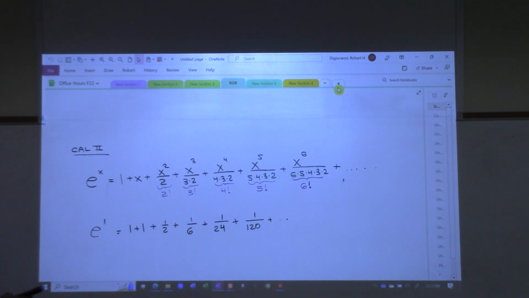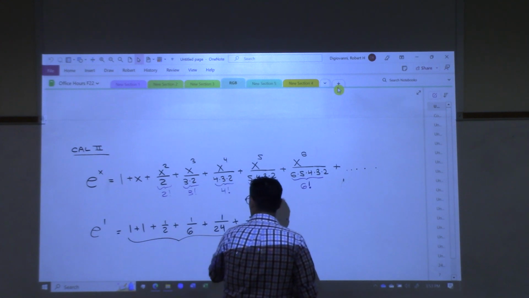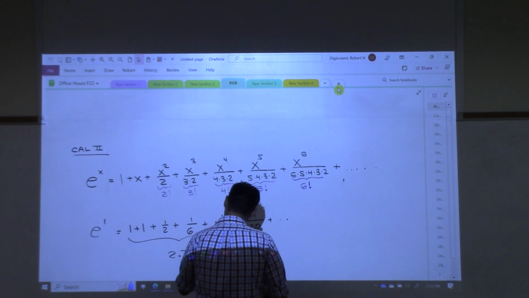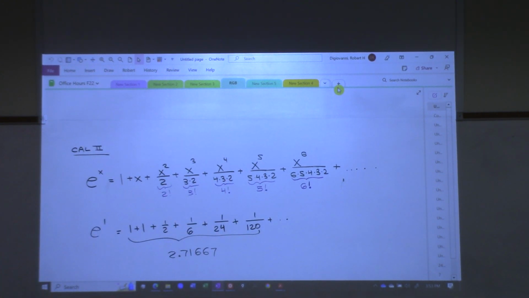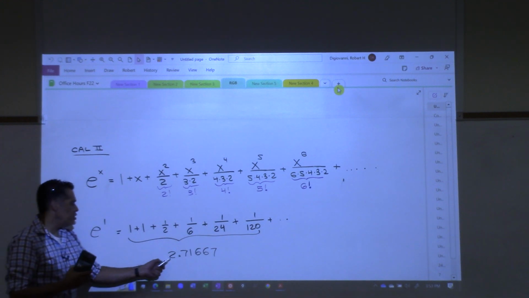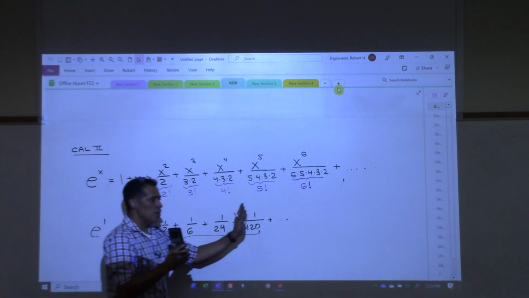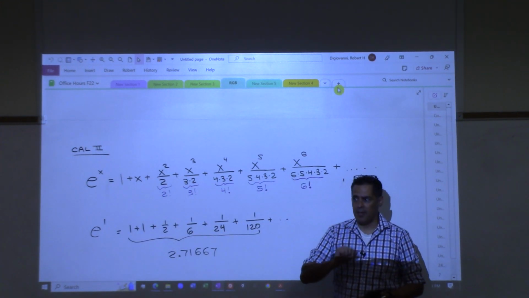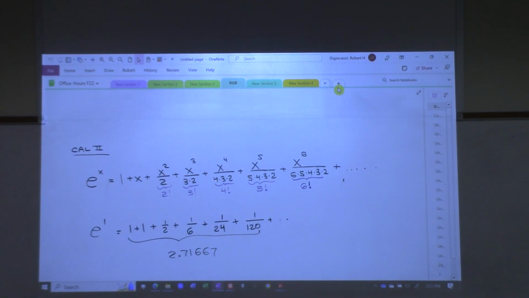I get a decimal answer. If I stop right there, if I stop with just these, I get 2.71667. That's what I'm getting for those first few added together. Now that's not 2.718, right? But guess what? The further I go, the closer it gets to e. In fact, if you could go forever, it would converge to e.